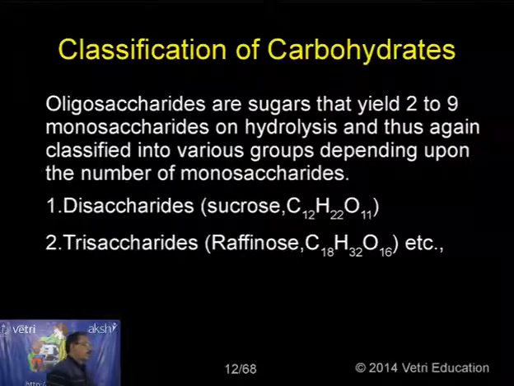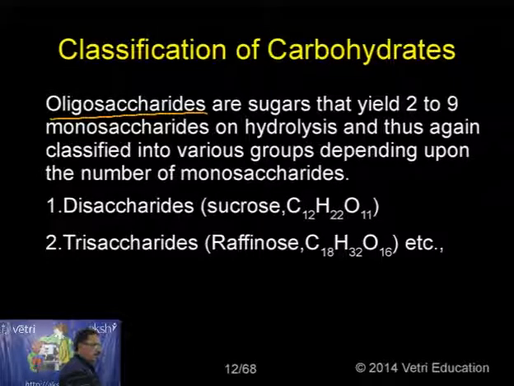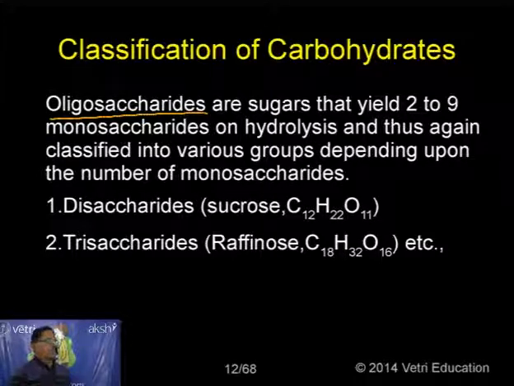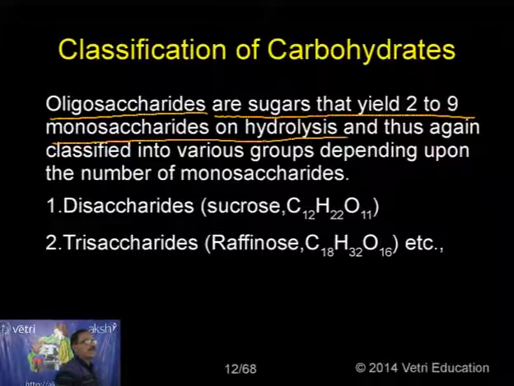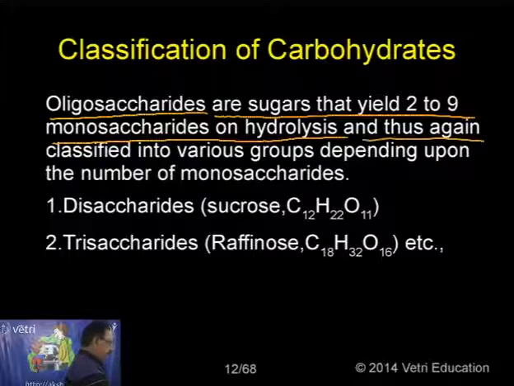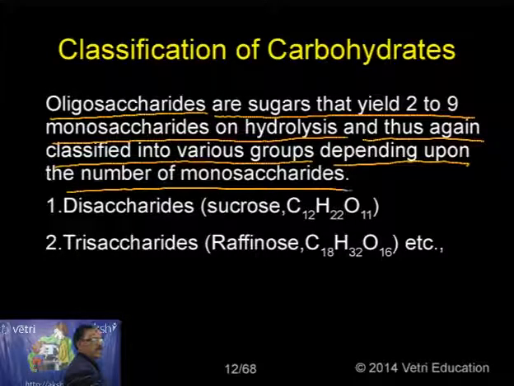Next one. Oligosaccharides. Next one, second part. Oligosaccharides, I already informed you, contain 2 to 9 monosaccharide units. Oligosaccharides are sugars that yield 2 to 9 monosaccharides on hydrolysis, and thus again are classified into various groups depending upon the number of monosaccharides. This is the most important information.